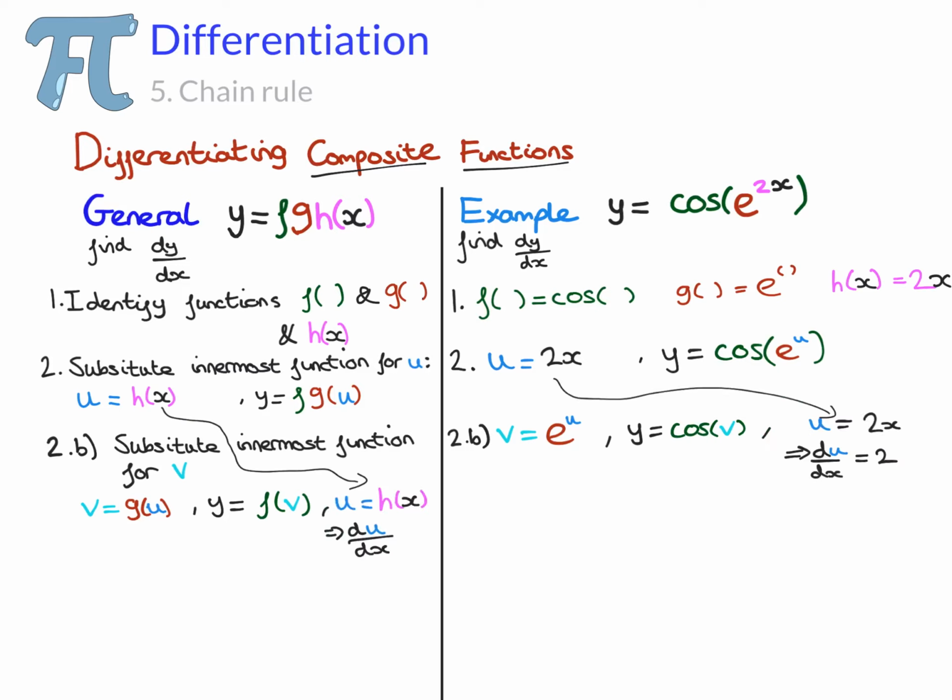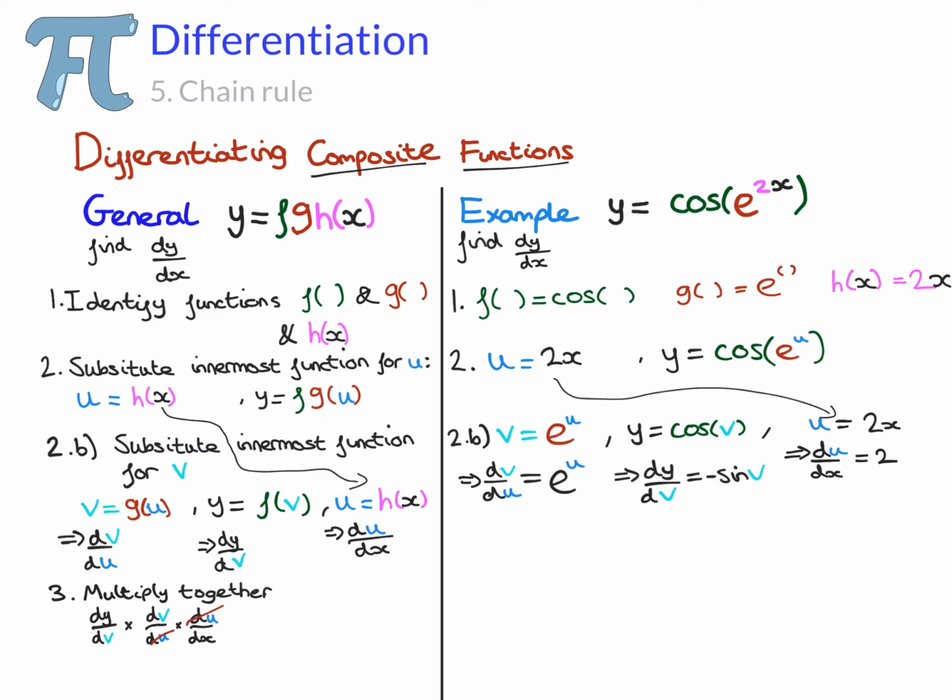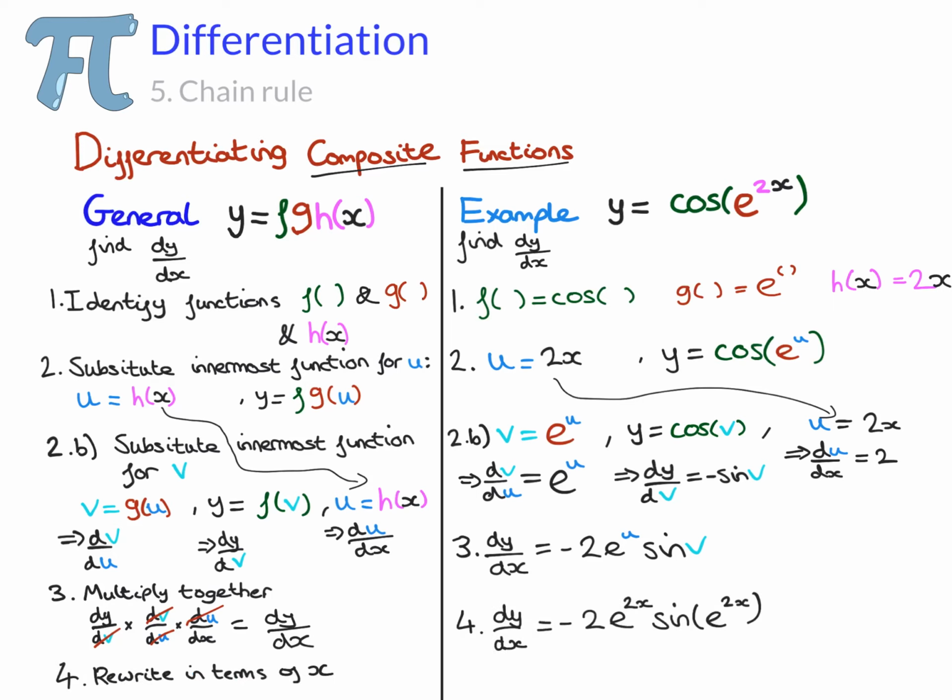We differentiate u with respect to x to get du/dx, v with respect to u to get dv/du, and y with respect to v to get dy/dv. When we multiply these together, the du's and the dv's cancel, leaving us again with dy/dx. Doing this leaves us with negative 2e to the power of u times sine v, and we replace all the u's and v's, which will eventually result in negative 2e to the power of 2x times the sine of e to the power of 2x.